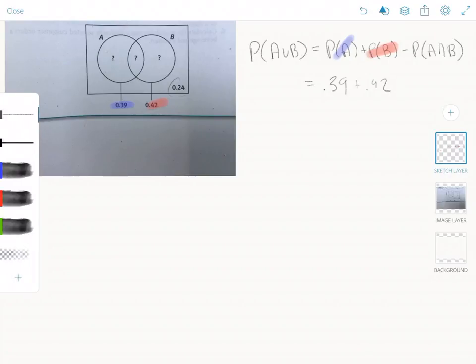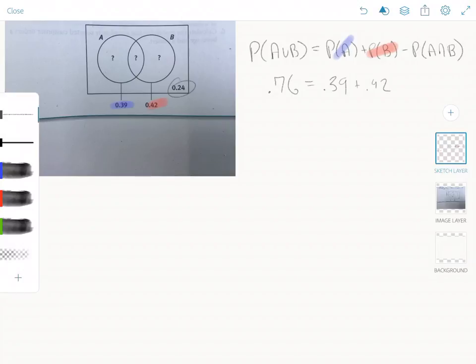This 0.24 out here is telling us it's everything that's not inside of the circles, but we know our probabilities always add up to 1. So if I take 0.24 away from 1, I'm left with 0.76. And then from there, I can find the intersection pretty easily.